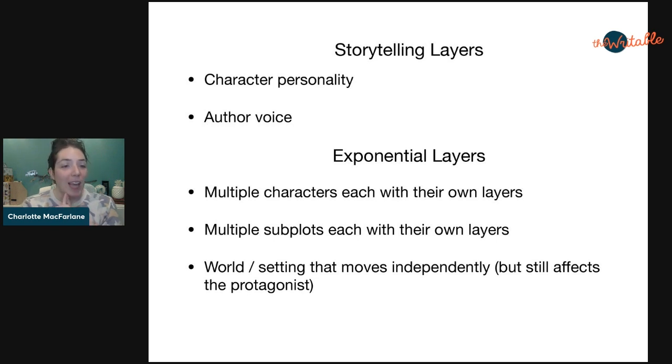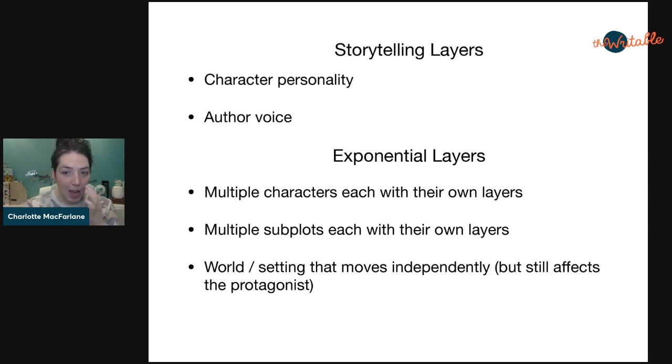And of course, don't forget that there are multiple characters in a story, and in each scene, there's multiple characters either present or at least having an impact on the scene, right? And so each of those characters has their own set of layers. There's multiple subplots. So there's the main story problem, but you've probably got a few other things that are going on.